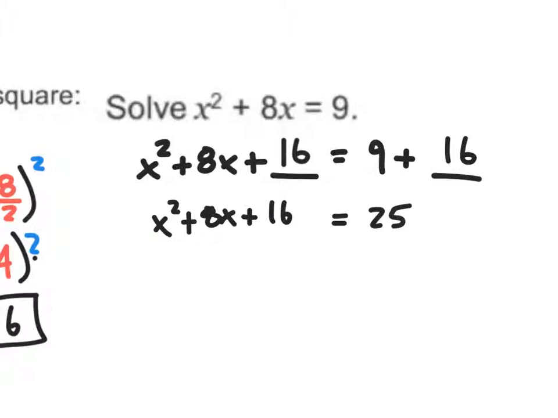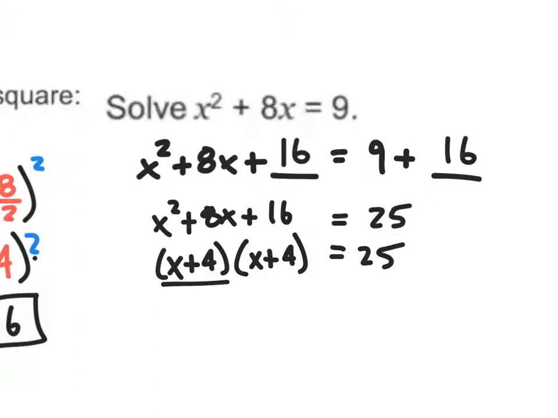Now, when you factor this, you can use the box method. You can use whatever you want. But two numbers that are going to multiply to 16 and add to 8, and that's going to be 4 and 4. So this is going to factor to x plus 4 times x plus 4, and we'll set that equal to 25. Okay. Now, if I have x plus 4 times x plus 4, that's the same thing as writing x plus 4 quantity squared is equal to 25.